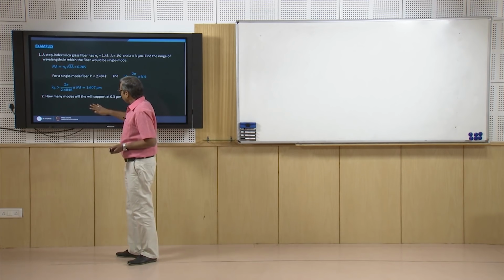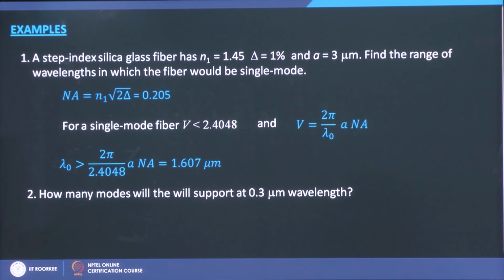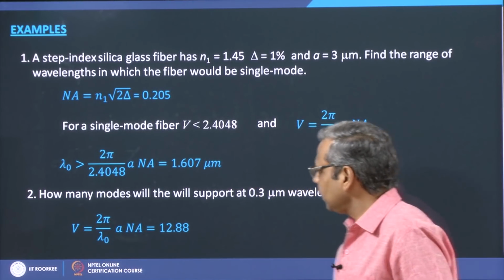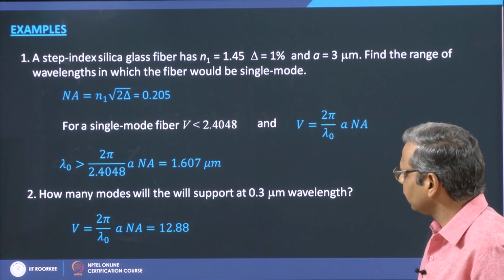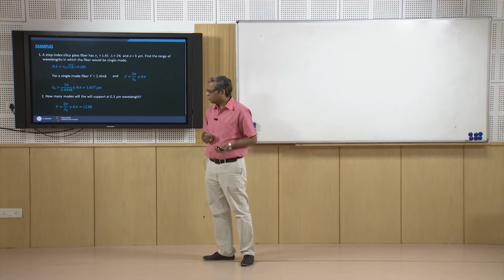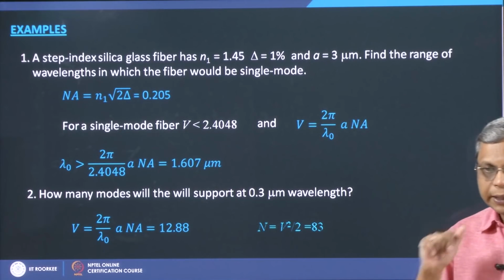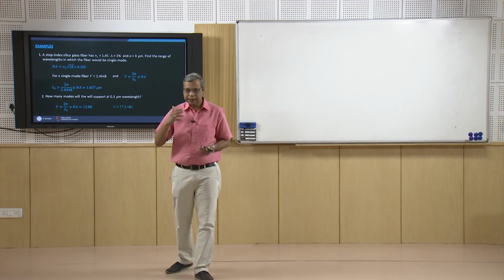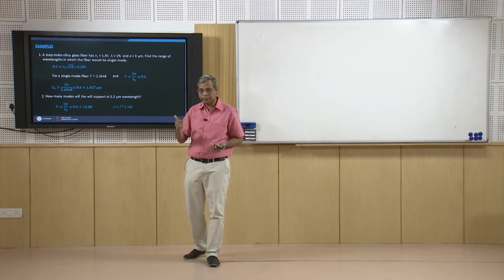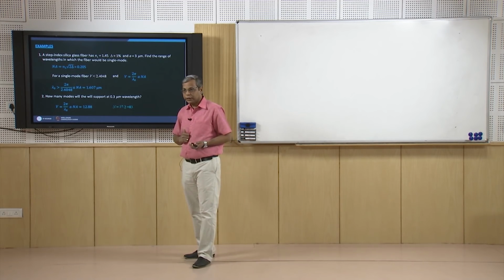Now, can I find out how many modes this fiber will support if I change the wavelength to 0.3 micrometer? It is easy. I can immediately find the value of V at this value of lambda naught, and it comes out to be 12.88, and since it is much larger than 2.4048, the number of modes can be approximated by V square by 2. Let me tell you that the number of modes n is equal to V square by 2 for a step index fiber, and n is equal to V square by 4 for graded index, parabolic index fibers. They are valid only when V is much larger than 2.4048, typically more than 10.